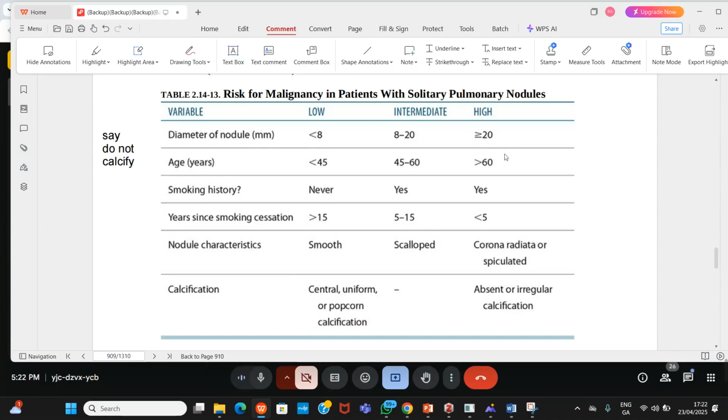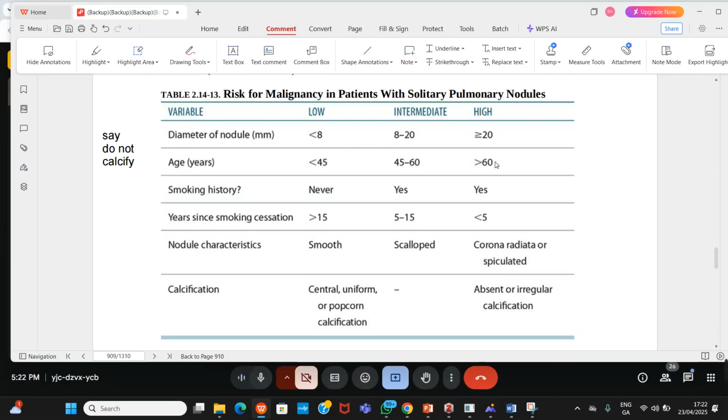But if you request a previous CT and the nodule is not there, it means the nodule we are seeing in the current imaging is a new lesion. Or maybe in the previous CT, the nodule is there, but the one we are seeing now is bigger than what is in the previous CT. We want to rule out malignancy. Very, very important.